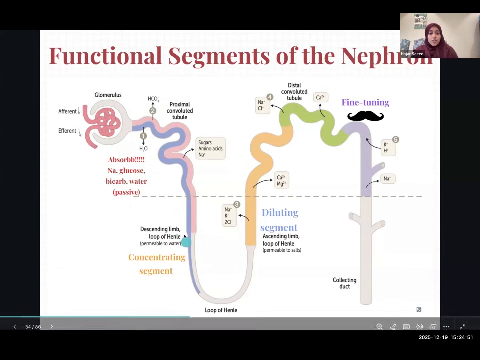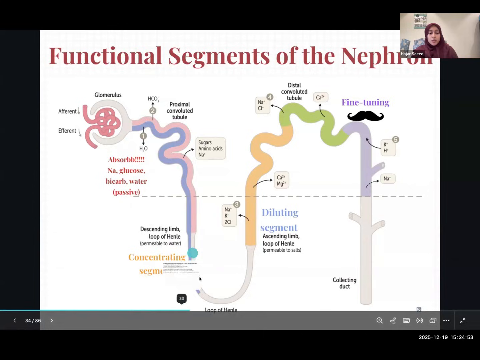Now, at the descending limb, we call this the concentrating segment because it's permeable to water. So water is being reabsorbed in such huge amounts that this becomes very concentrated. Then we go to the ascending limb and we call it the diluting segment.